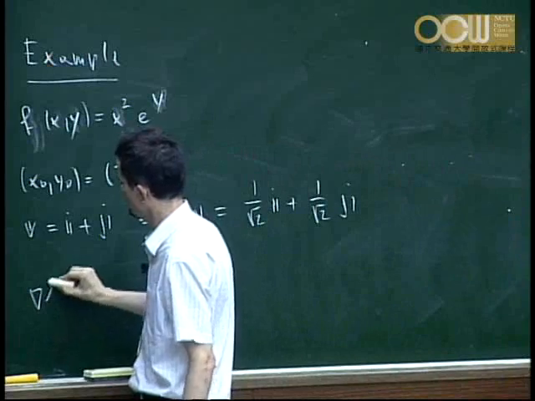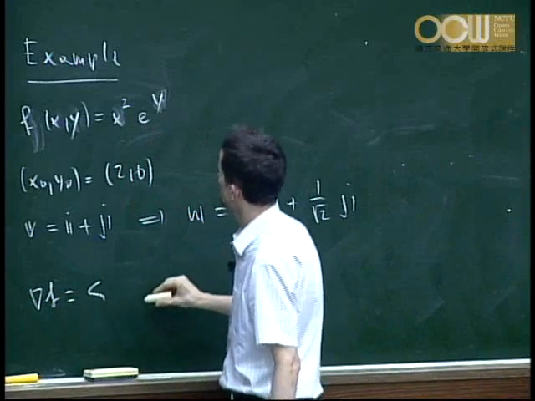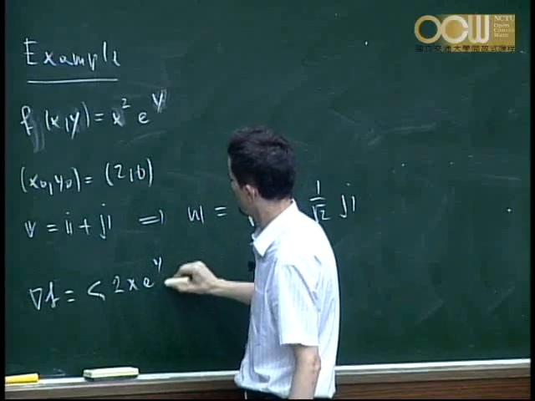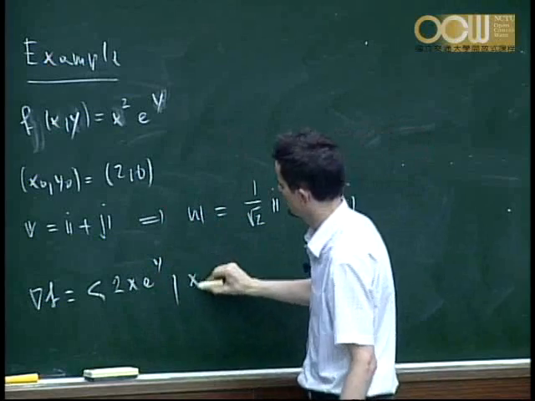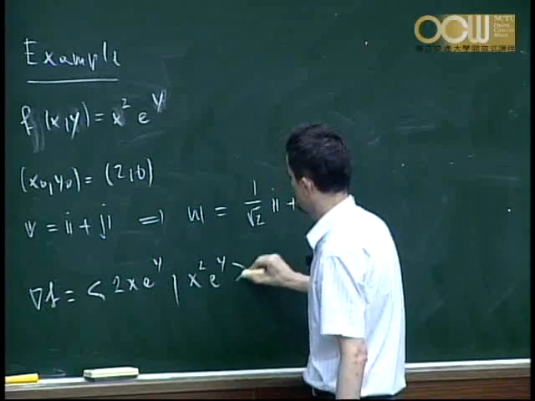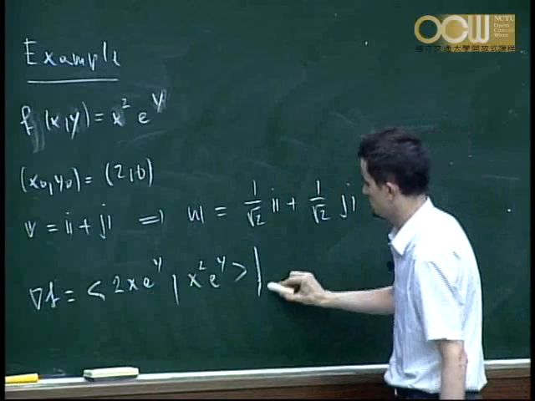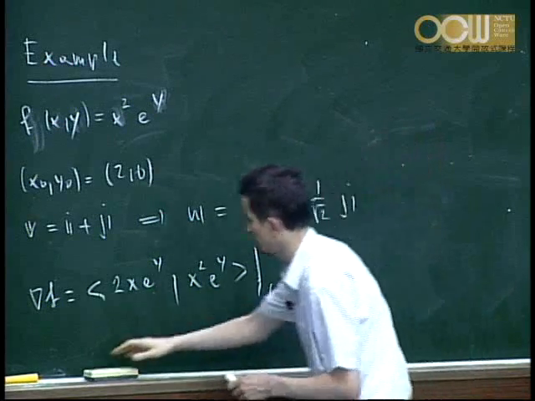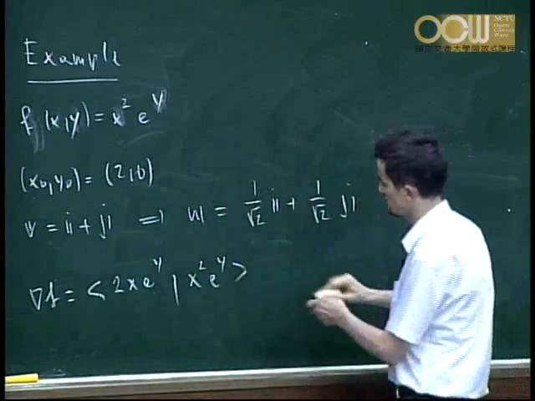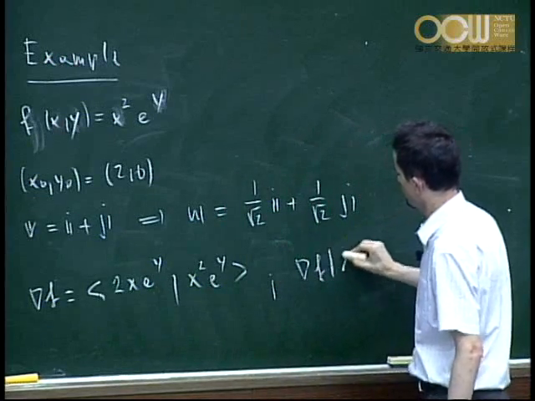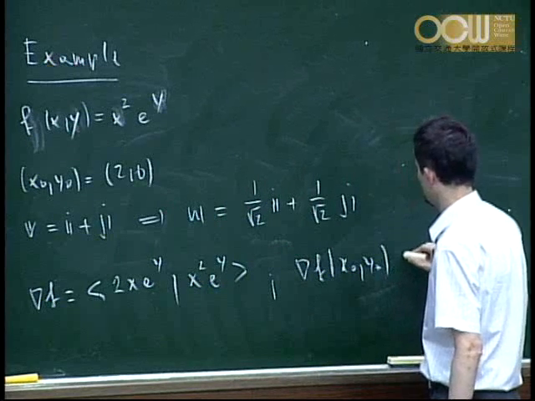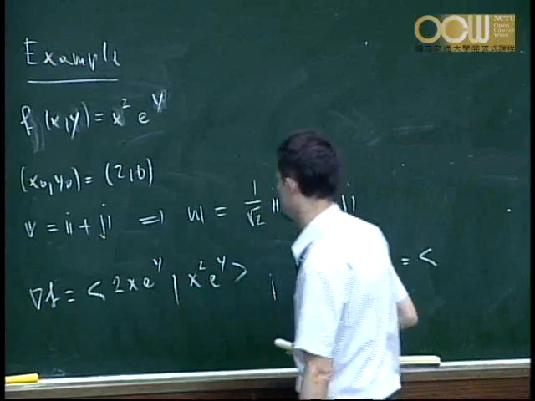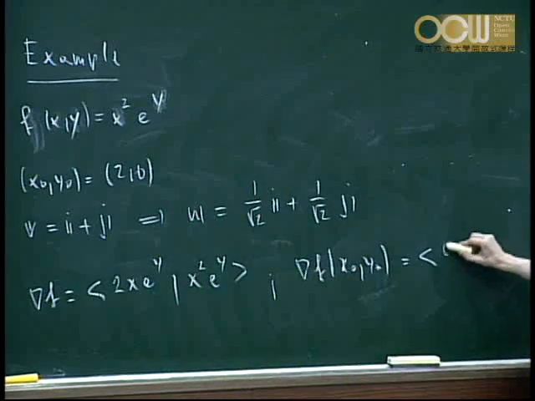So you compute the gradient of f, which is the vector given by the partial derivative with respect to x, which is 2x e to the y, and the partial derivative with respect to y, which is x squared e to the y. We are interested in the gradient at the point (x, y) equal to (x0, y0). So the gradient of f at (x0, y0), where y is equal to 0, so you get here always 1. So what you have is 4 and 4.